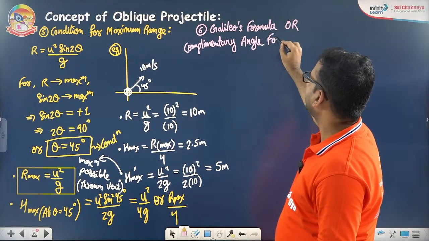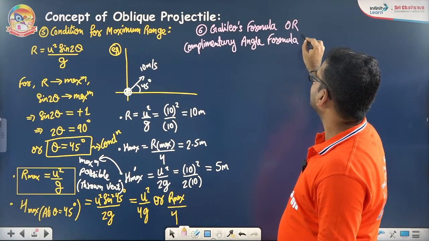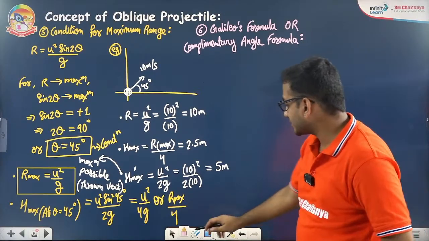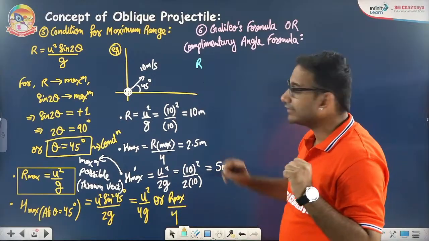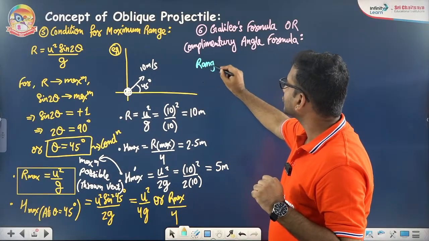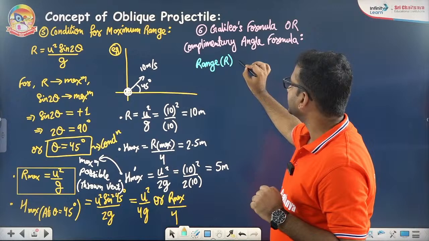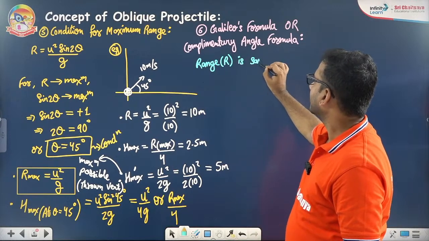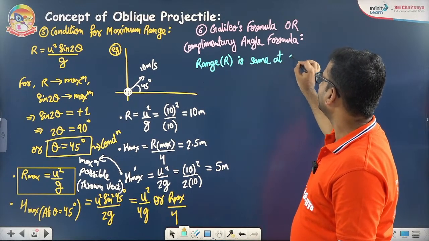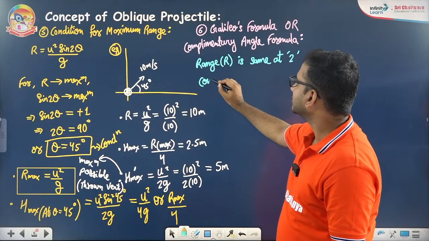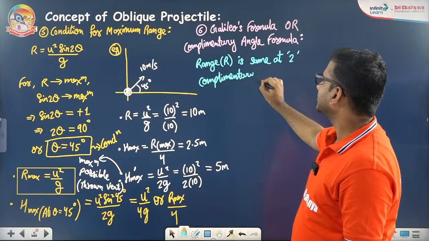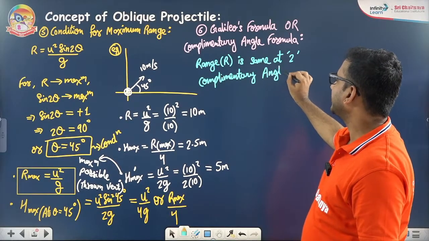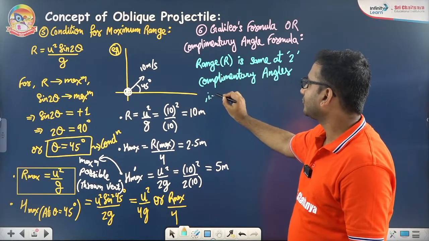What is this complementary angle formula? Galileo's formula, or complementary angle formula, says that range is maximum at 45 degrees. But range R is the same at two complementary angles. Two complementary angles, range is the same. Obviously, it is not maximum. It is maximum at 45 degrees.